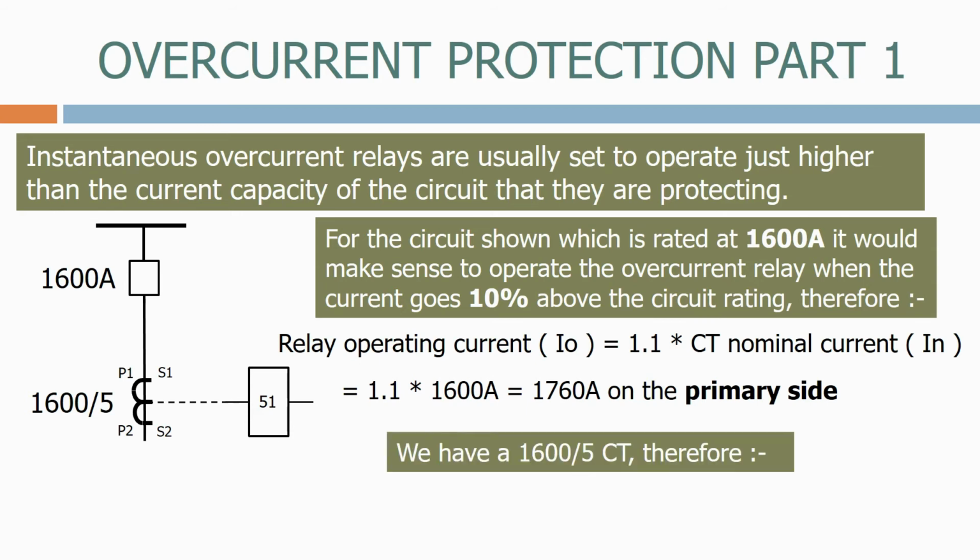We have a 1600 to 5 CT. Therefore, the secondary current equals 1760 multiplied by the inverse of the CT ratio, which is 5 divided by 1600. This equals 5.5 amps.